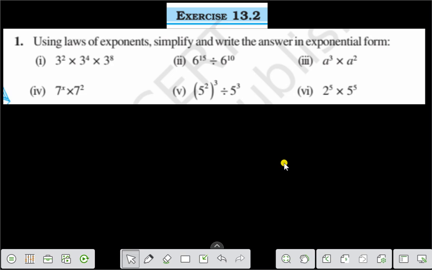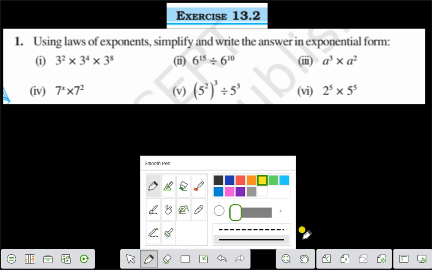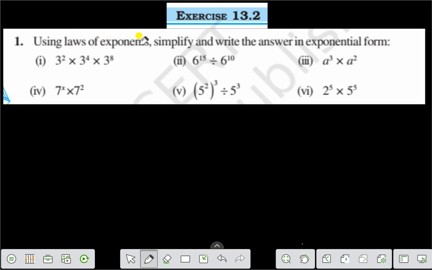Hello everyone. Today we shall discuss exercise 13.2, question number 1. Using laws of exponents, simplify and write the answer in exponential form. Question 1 is 3 to the power 2 into 3 to the power 4 into 3 to the power 8.